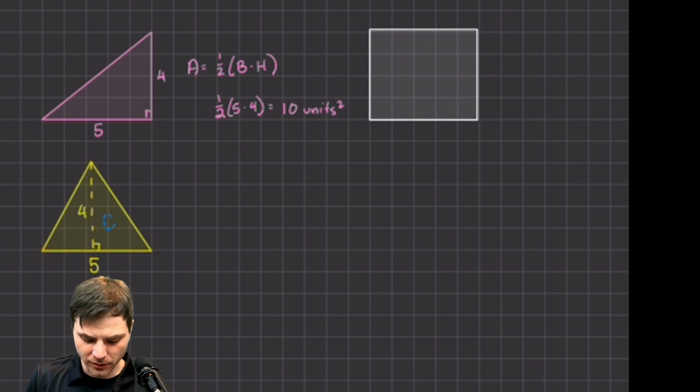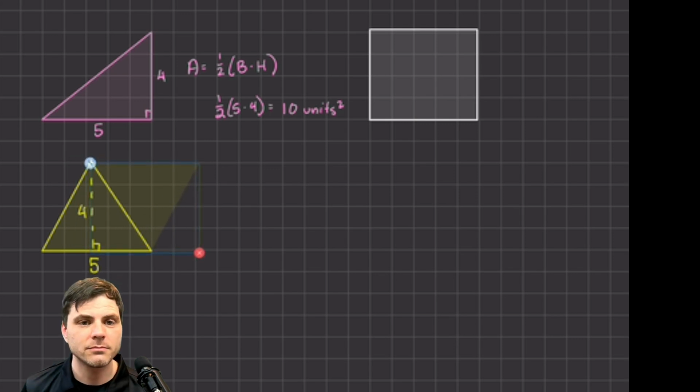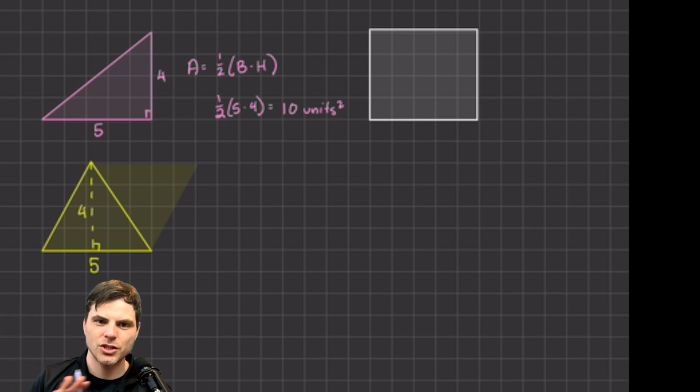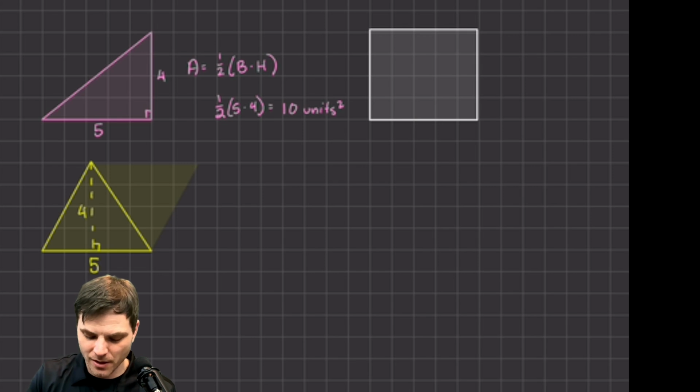And I can show you this, that if I duplicate this and spin it around, and hopefully not change its size too much, we just get a parallelogram. And we found in the last video that parallelograms are just rectangles shifted over. So just like a rectangle is base times height, a parallelogram is base times height, and a triangle is half that. Let's do one more triangle.